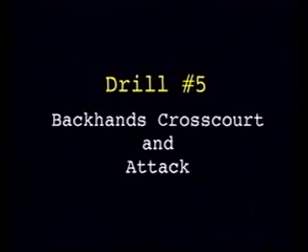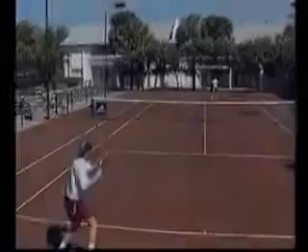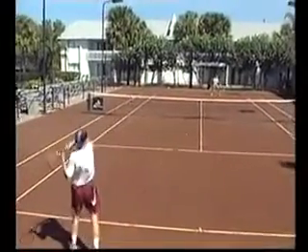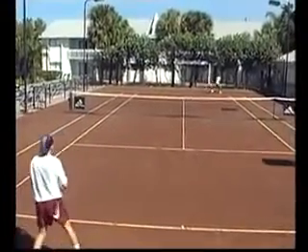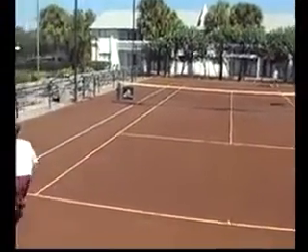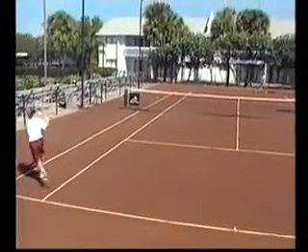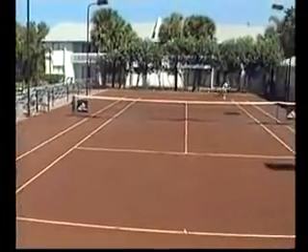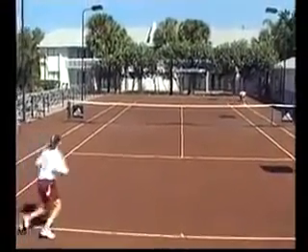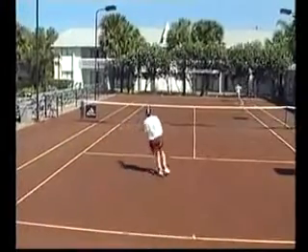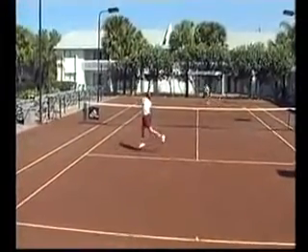Drill number 5, backhands cross court and attack. Switching to the backhand cross court pattern, play the same game as drill number 4. Remember, the down the line approach works best for getting into position at the net. Compare the results of drills 4 and 5 to help you determine which pattern is more effective at setting up your strengths for attacking net.